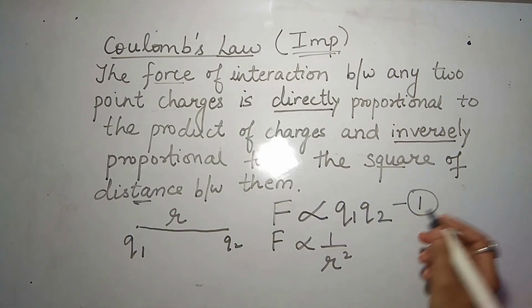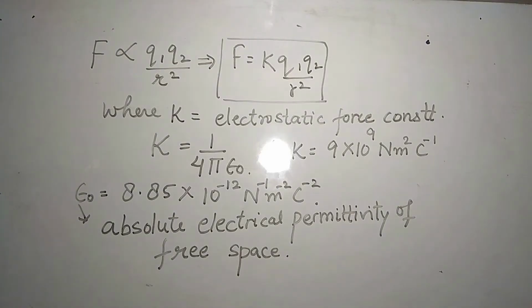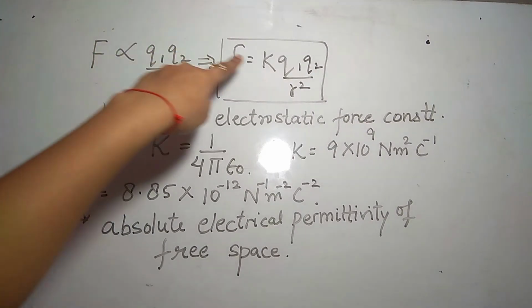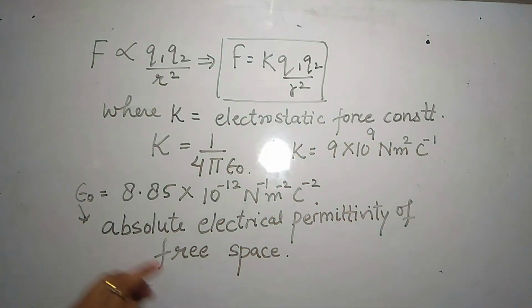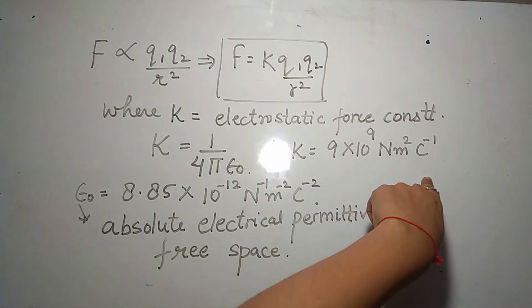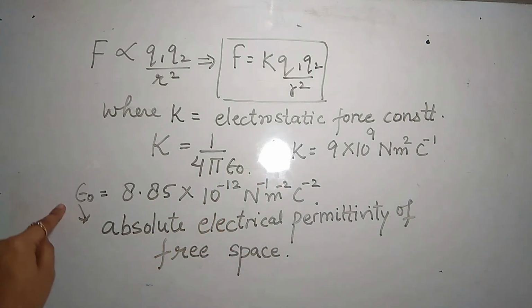Let us say this is the first equation, this is the second equation. On combining these two equations, we get the force is proportional to Q1 Q2 by r squared. When we remove the proportionality sign, we introduce a constant k, known as the electrostatic force constant, having a numerical value 9 × 10^9 newton meter squared per coulomb squared, and epsilon naught here is 8.85 × 10^-12. This epsilon naught means the absolute electrical permittivity of free space.